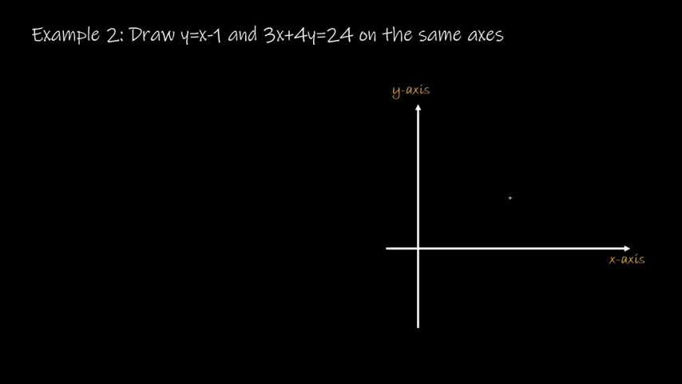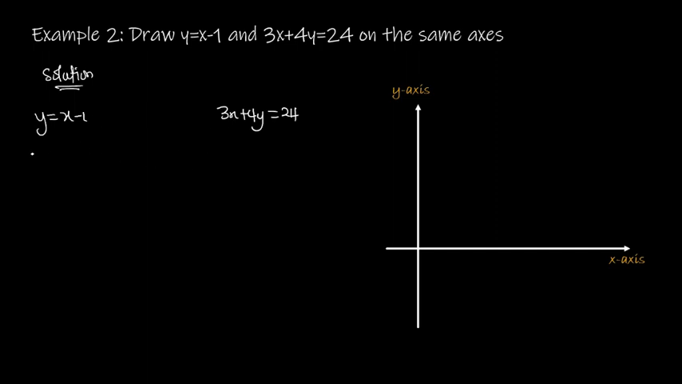Alright, so let's proceed. Now we have the second example. We have to draw y is equal to x minus 1 and 3x plus 4y is equal to 24 on the same axis. Right, so let's proceed to go and look at the solution for this problem. So we have the equation y is equal to x minus 1, and then we have another equation 3x plus 4y equals 24. Now in order for us to plot these equations, we need to get the coordinates or the points for this particular graph.